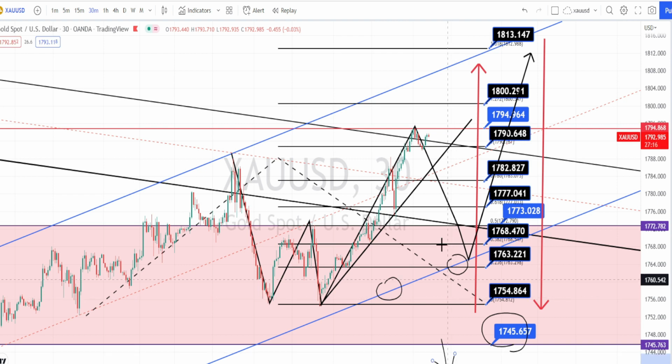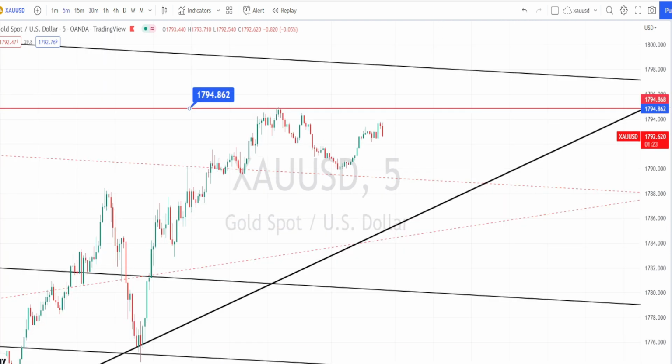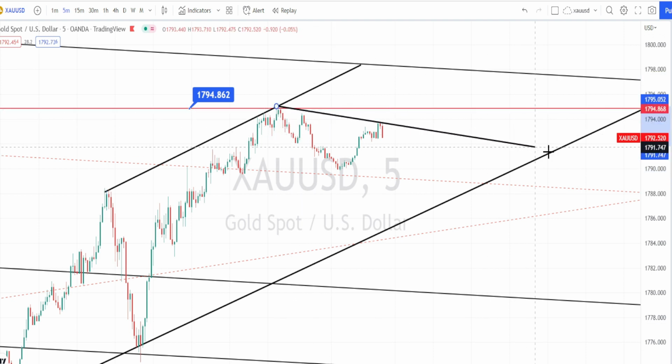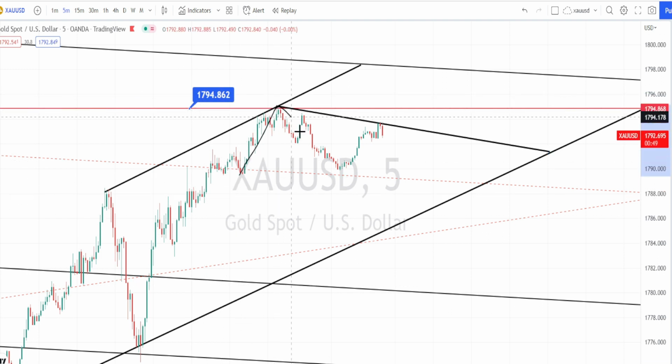Let us do the analysis in 5 minutes time frame. When we analyze the price action in 5 minutes time frame, previously the price action was trading in a bullish trend respecting this resistance line, and currently we are noticing the price action to bounce back from the higher time frame resistance level of 1795. As long as the price action is trading below this resistance line, we can expect the bearish trend to continue in 5 minutes time frame.